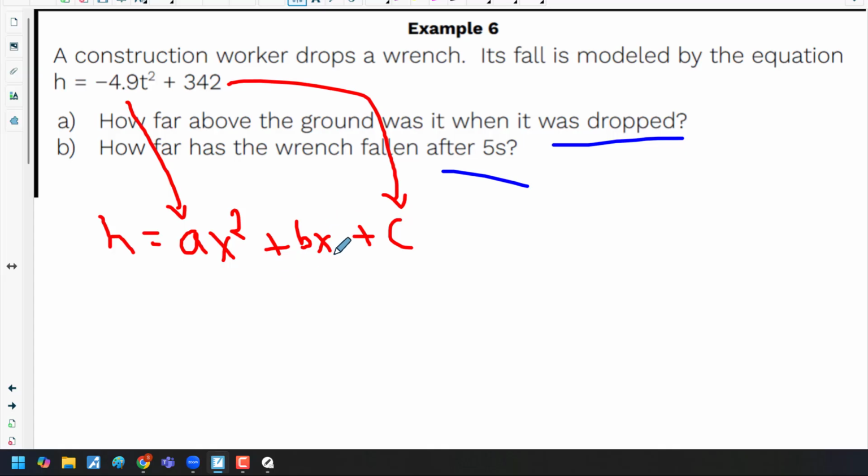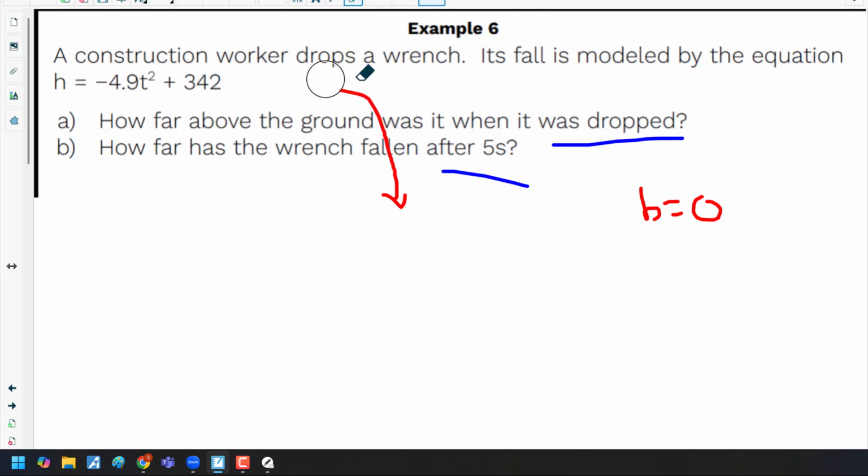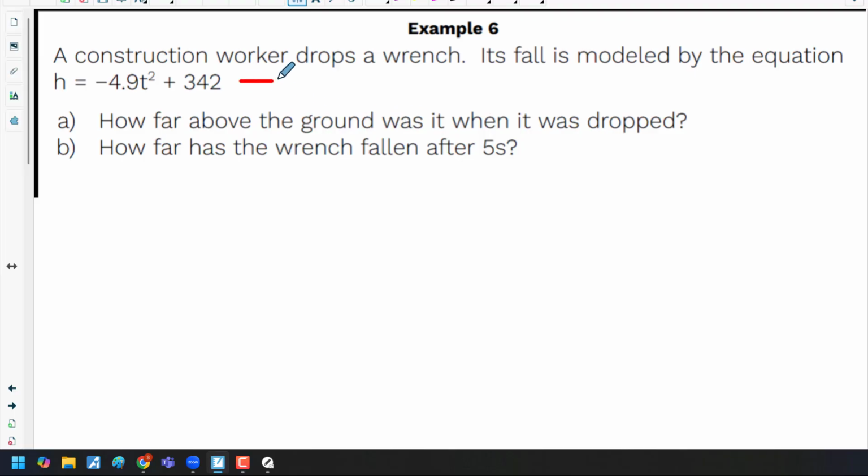But what about that middle value? Well, what if my B value was 0? If this was 0x, would you write 0x, 0 times x? No, you wouldn't. It'd just be blank. So this is the scenario here, where your B value is 0, and you really only have your first term and your last term, your A term and your C term. So just remember that this is a standard form, and it's very easy from the standard form to find the initial height. It's just your C value.